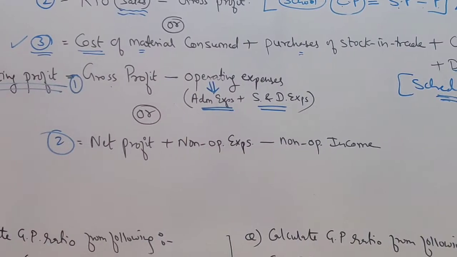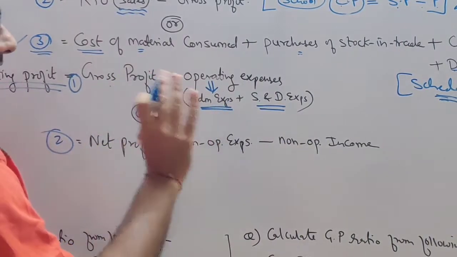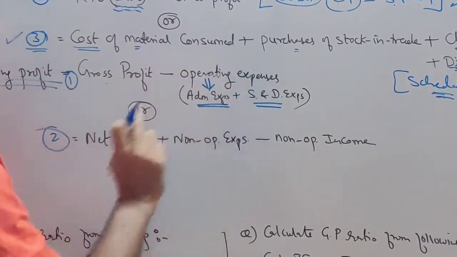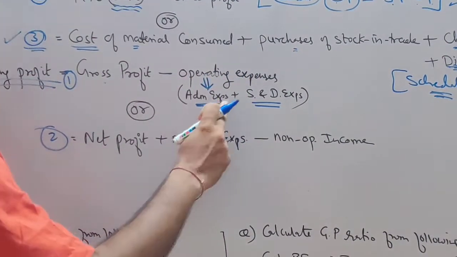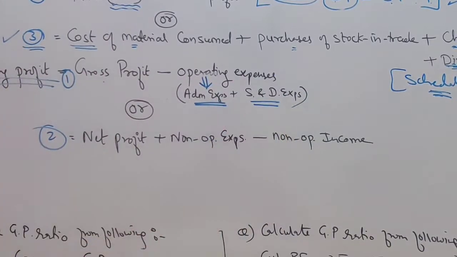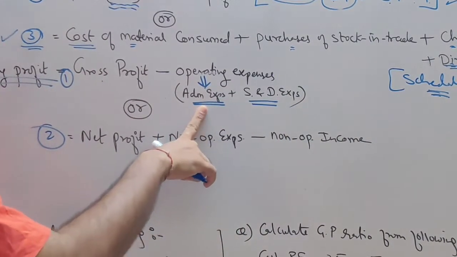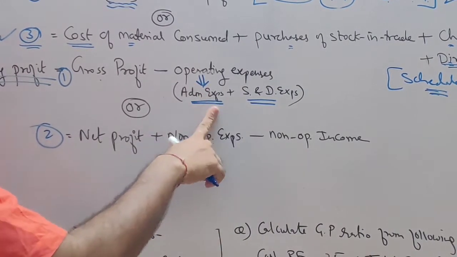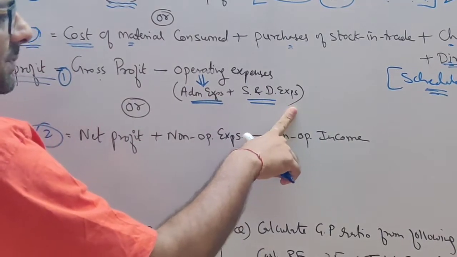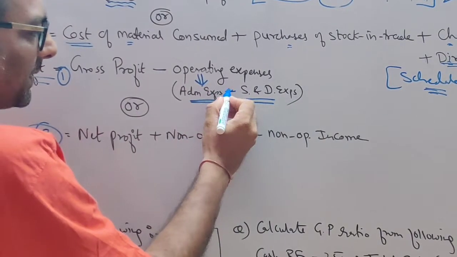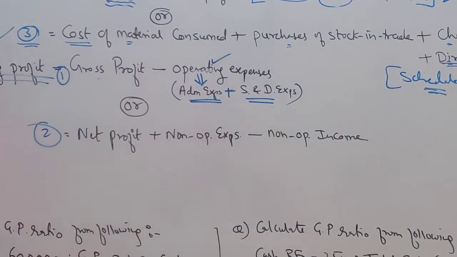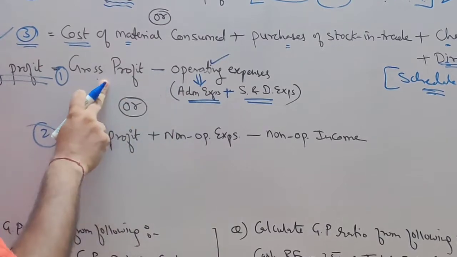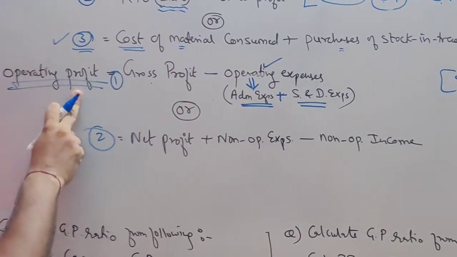I am repeating it. Students, take a note in your notebook. Don't just watch this video, also write along with me. Operating expenses covers office expenses plus selling and distribution expenses. Office expenses is also called administrative expenses. I have written in short here: admin expenses plus selling and distribution expenses. Together they make up operating expenses. Operating expenses you will minus from your gross profit to get the operating profit.